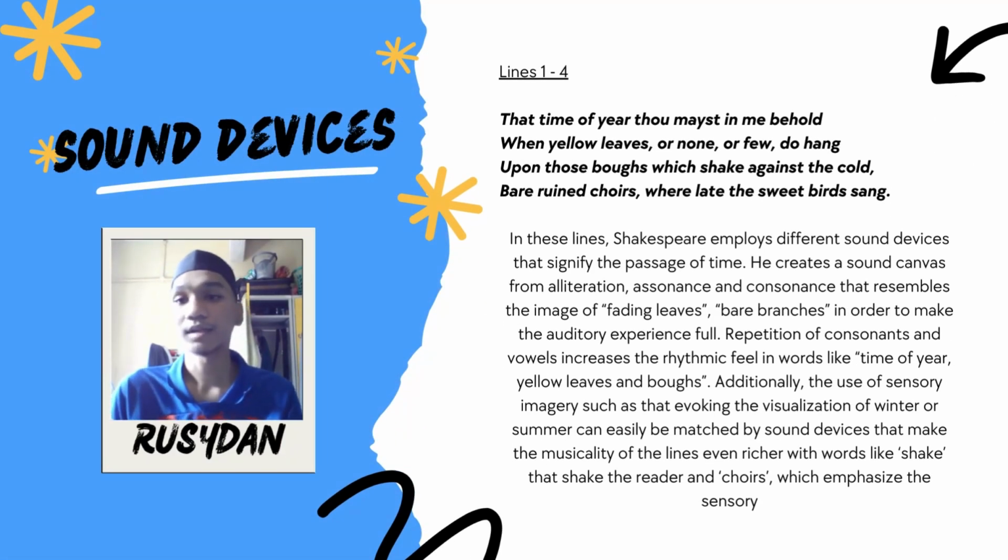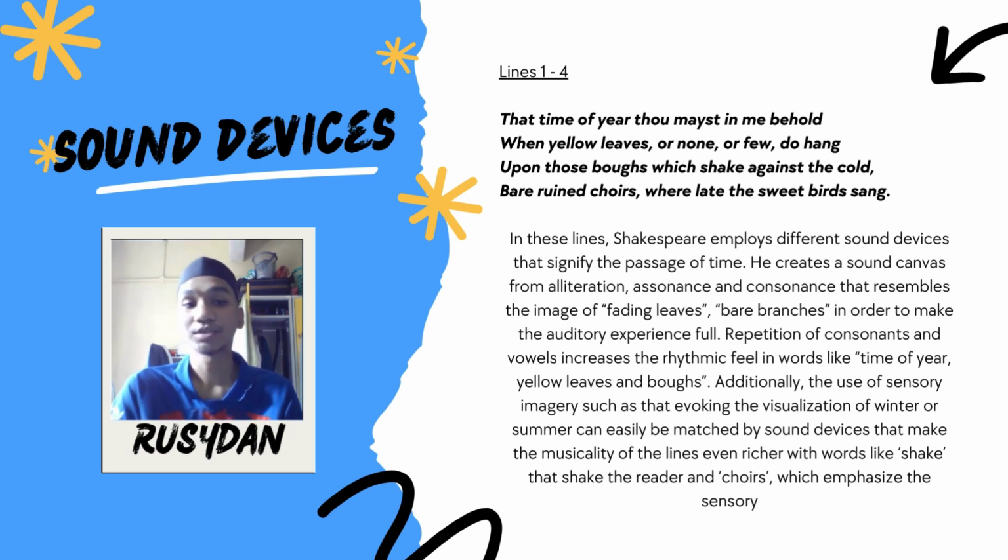I'm going to read lines 1 until 4. That time of year thou mayst in me behold, when yellow leaves, or none, or few, do hang upon those boughs which shake against the cold, bare ruined choirs where late the sweet birds sang.